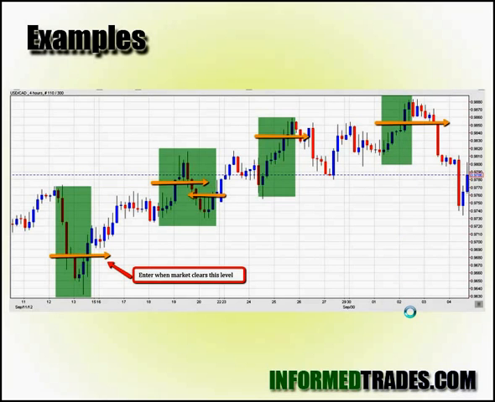Of course, like I mentioned, you always want to look for confluence, identify your support and resistance, plot other technical indicators that you may favor, and incorporate that into your trading.